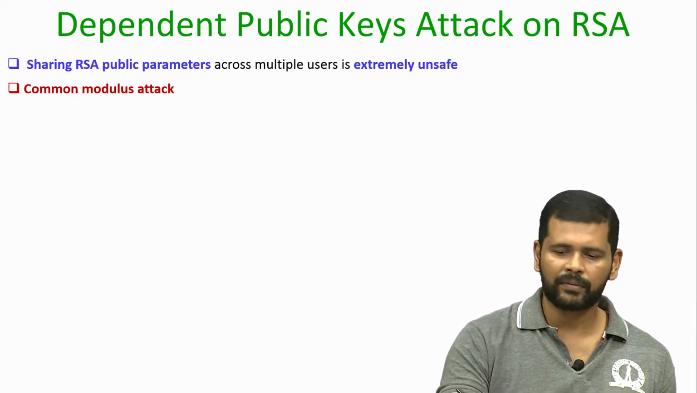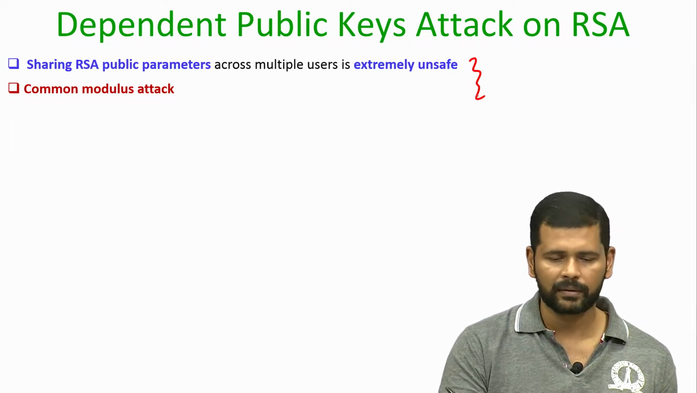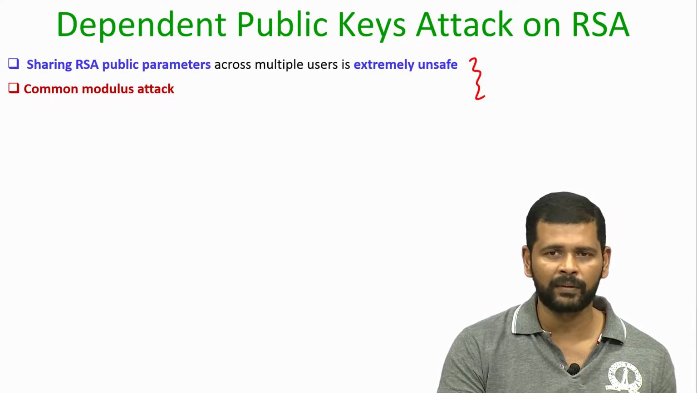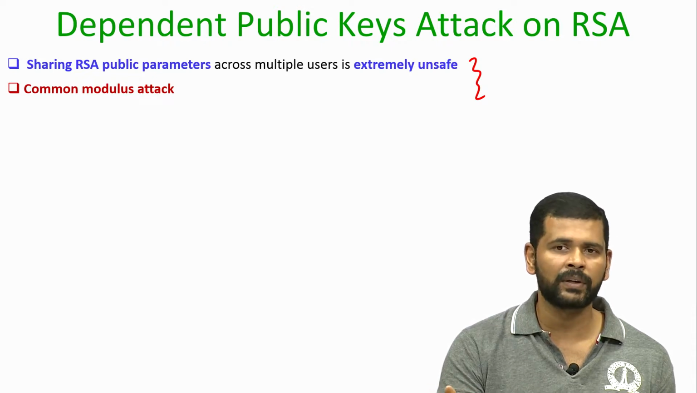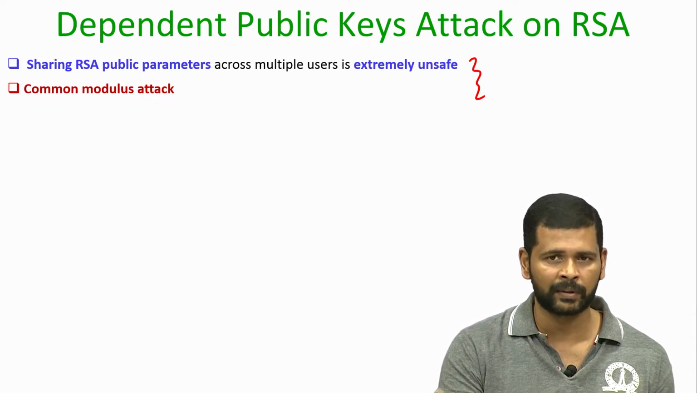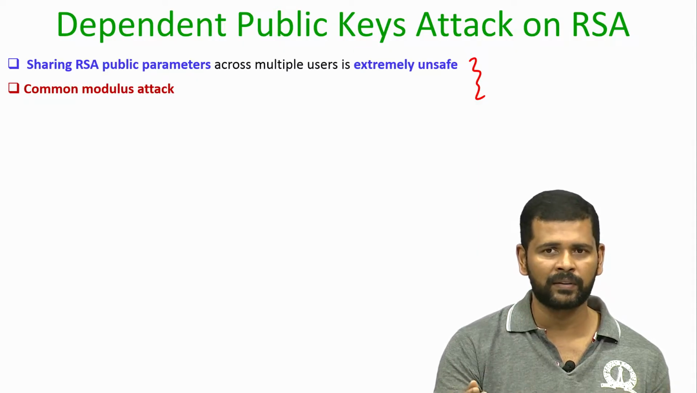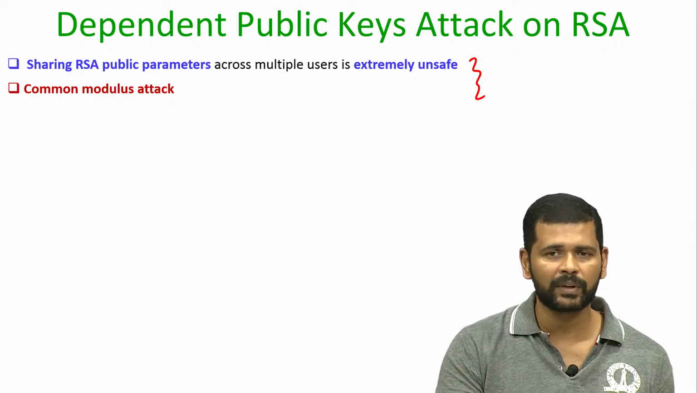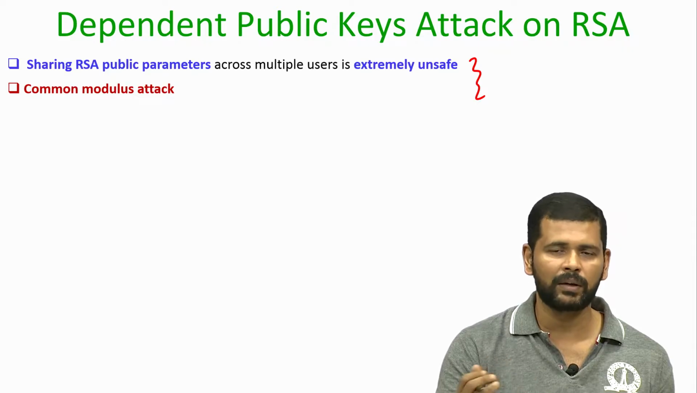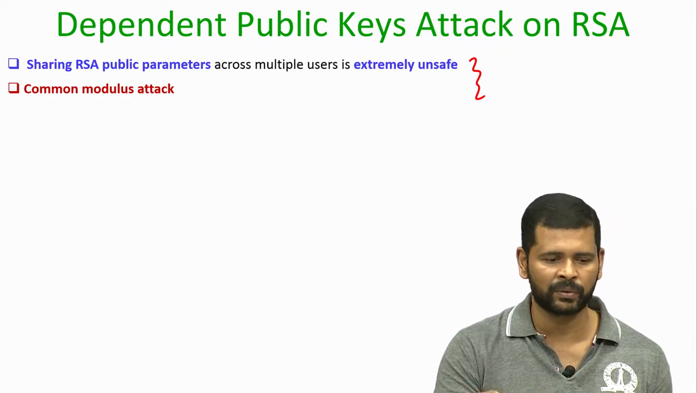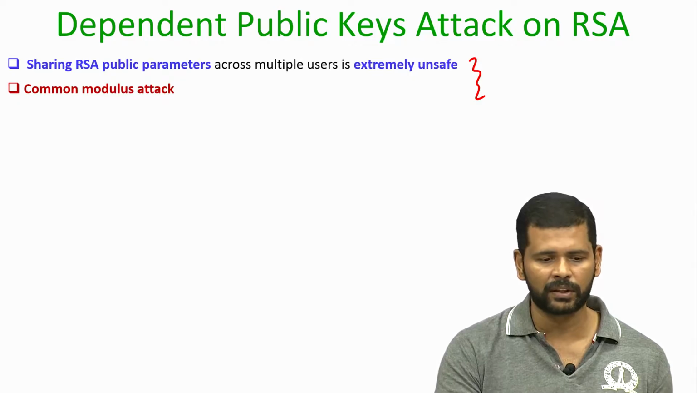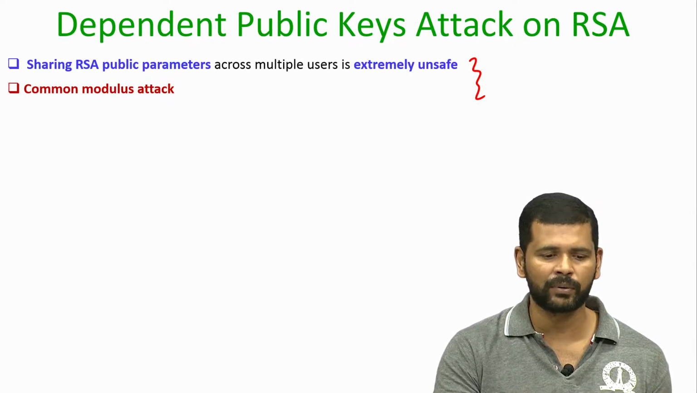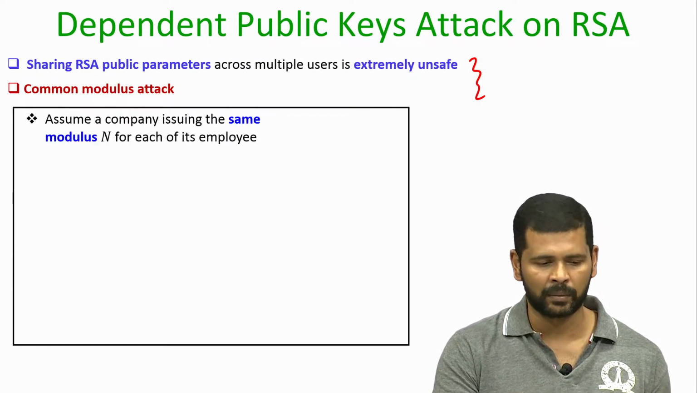This is very different compared to the Elgamal encryption scheme, where we have seen that sharing public parameters, namely the description of the group and the description of the generator, across multiple receivers is fine. That means it is fine if multiple receivers use the same cyclic group and the same generator to instantiate their Elgamal encryption scheme. But when it comes to RSA, it might be extremely unsafe to share public parameters across multiple users.